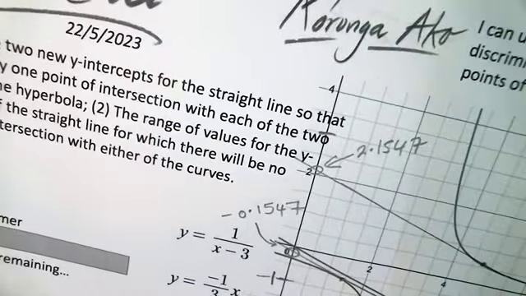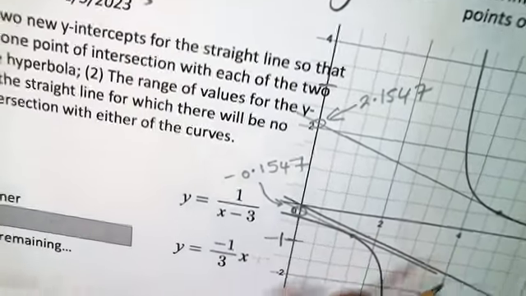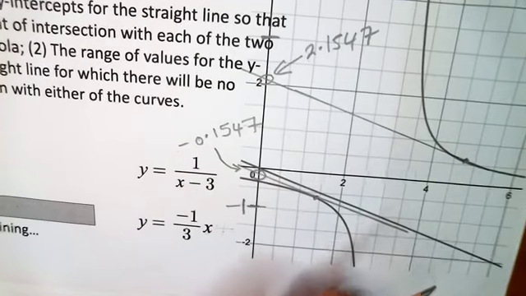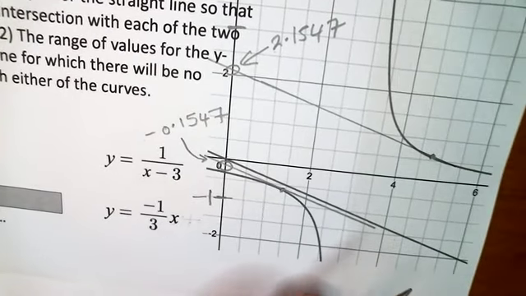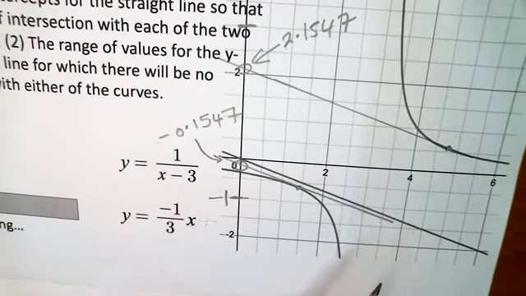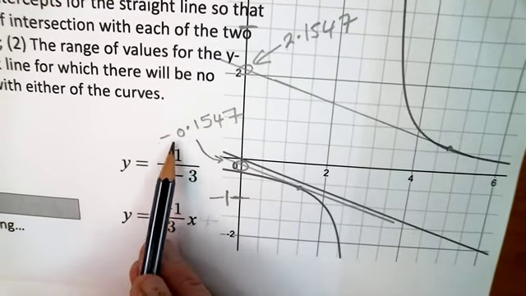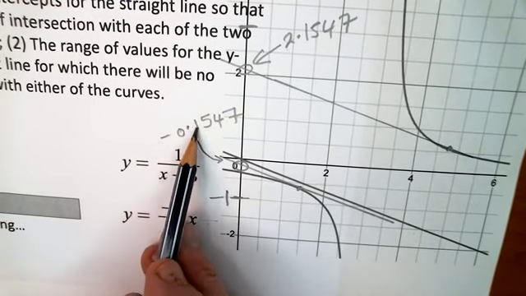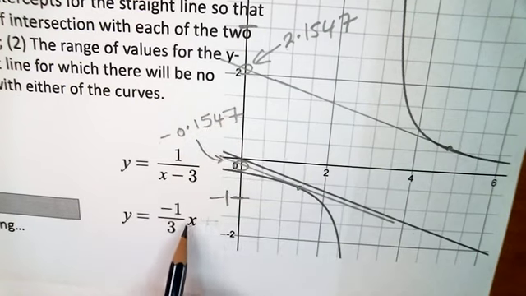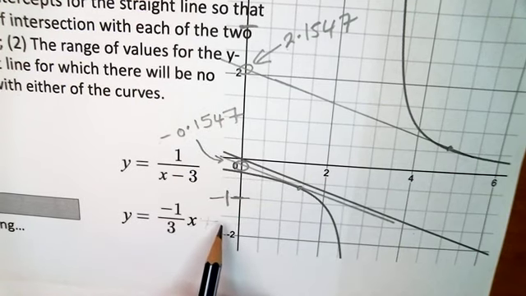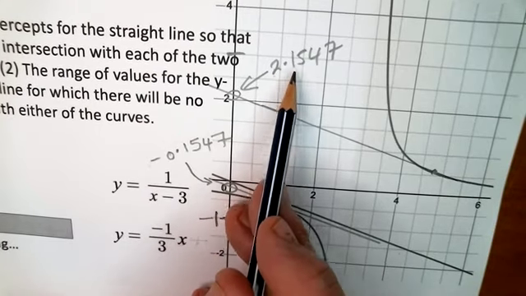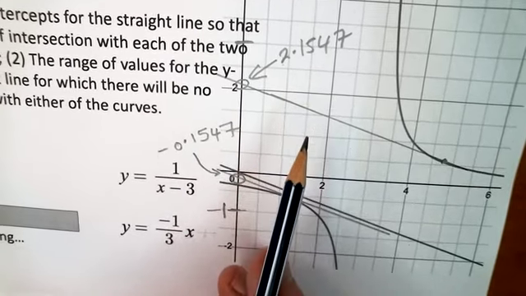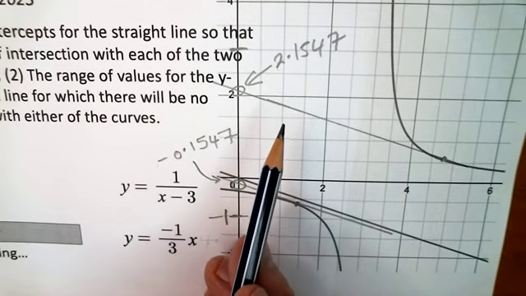All right, now the final part of this question was to say, what is the range of values for which there would be no point of contact? There's no point of intersection. Well, we know there's a point of intersection if we've got negative 0.1547 for the k value here, for the y-intercept. And we know there's one point of contact if it's as high as 2.1547. But we want to find where there's no point of contact.